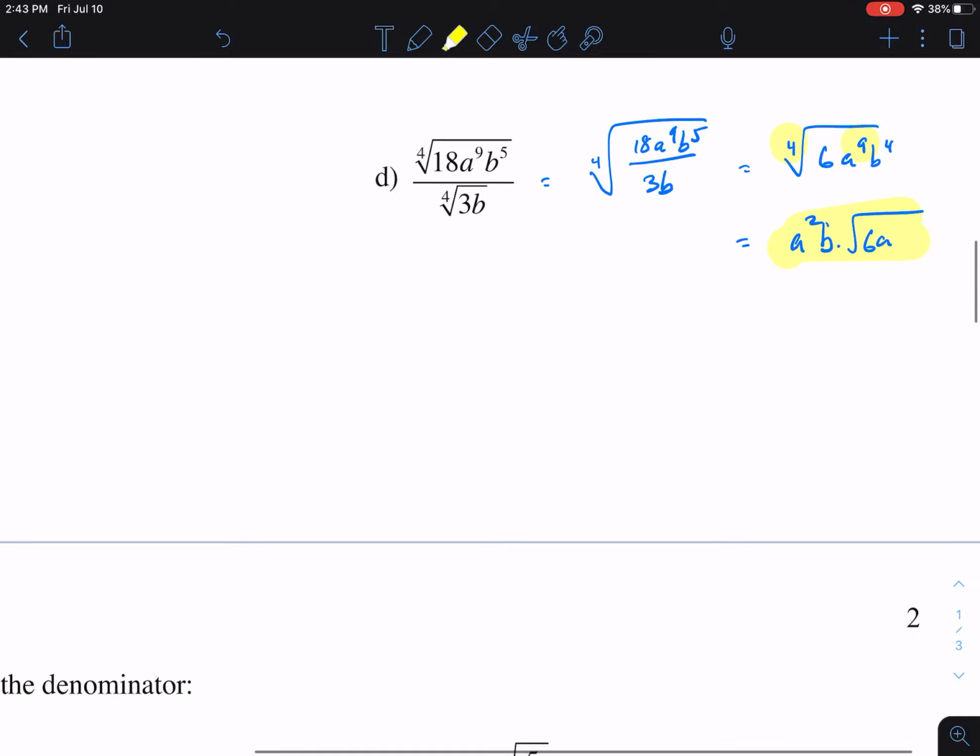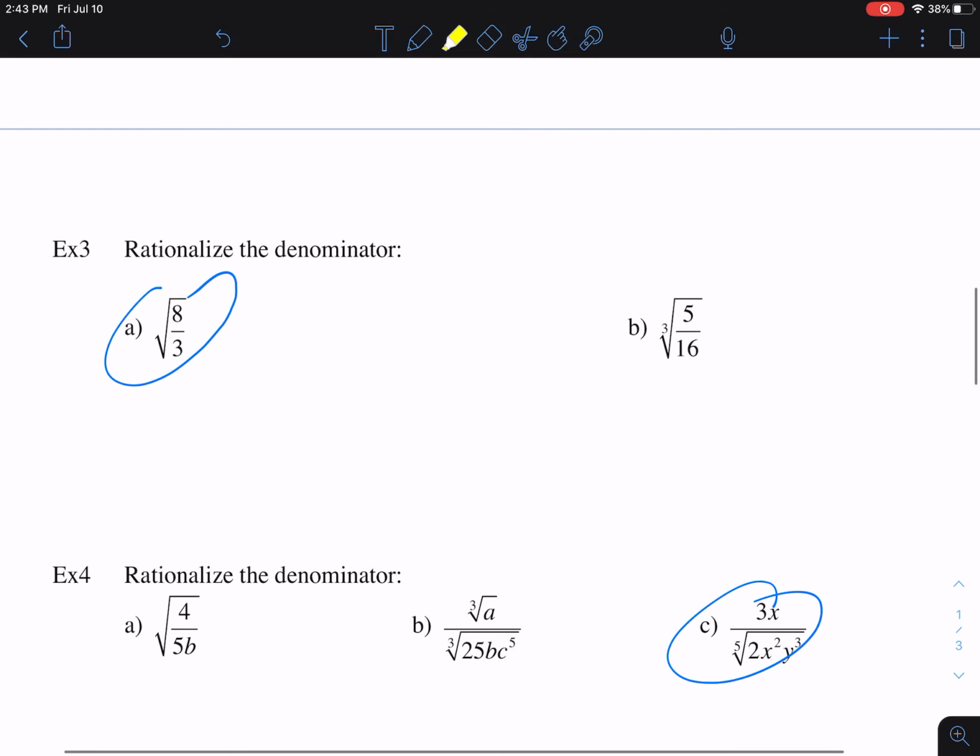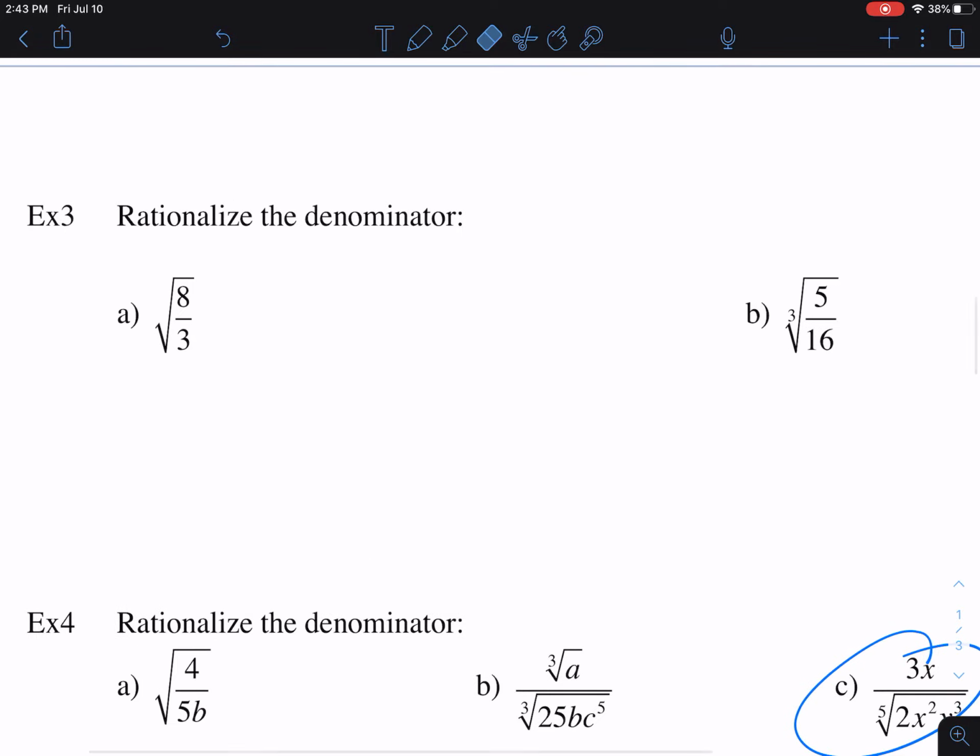Alright, so moving on to rationalizing the denominator. Anytime we have a radical in the denominator, we want to rationalize it, and the process of rationalizing is taking this form and rewriting it into an equivalent form where we don't have a radical in the denominator. So rationalizing the denominator means the denominator does not contain a radical.